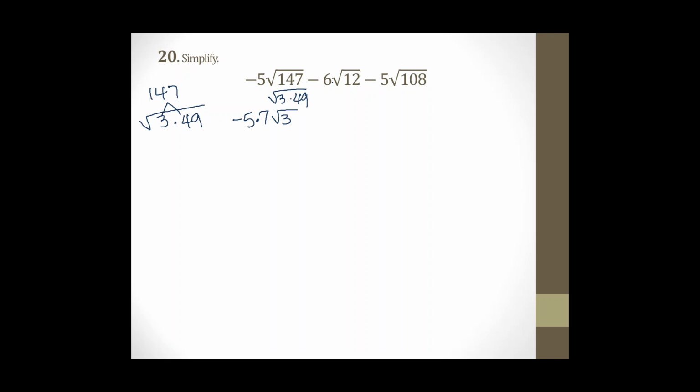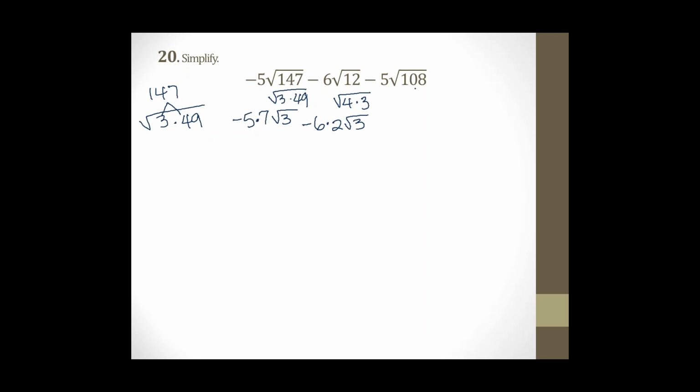And so now we have the square root of 12. So think about a perfect square that's a factor of 12. 4. Okay, so what times 4? 4 times 3 equals 12. So I can take the square root of 4, which is 2. I still have the 3 under the radical, but don't forget this is minus 6 times 2 root 3.